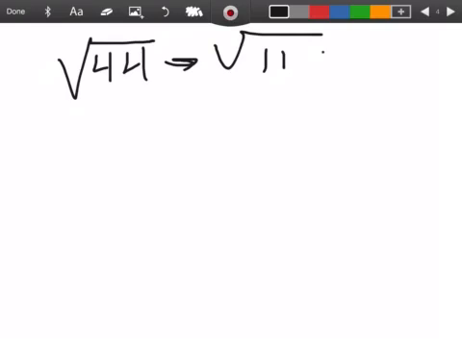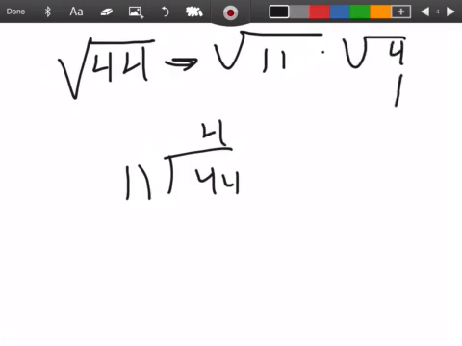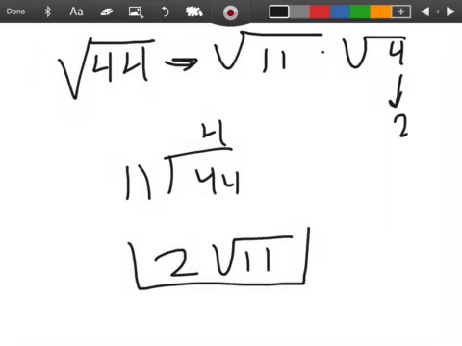When we divide 44 by 11, we get 4. So square root of 4, and this is a whole number, so we can convert it to 2. So then we'll have 2 square root of 11. Exactly how it would go. Some numbers do not have a whole number, so you're going to have to keep it at the original square root.